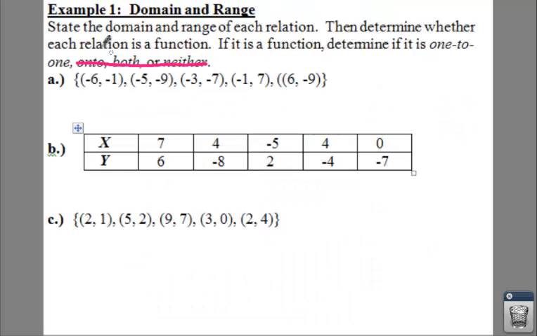So let's look at example 1. Here we're going to state the domain and range of each relation. Then we're going to determine whether each relation is a function. If it's a function, then we're going to see if it's one-to-one. So let's state our domain and our range.